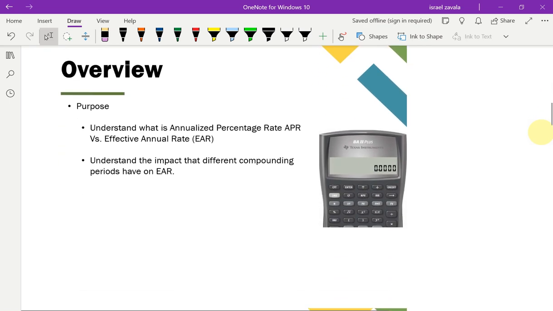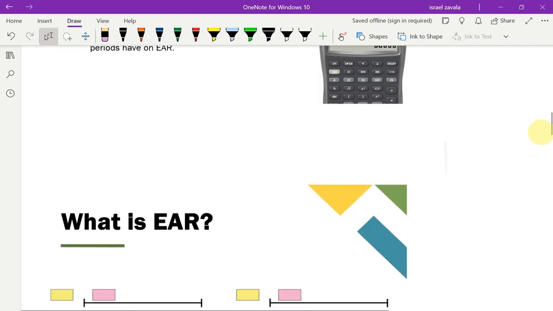So a quick overview. The purpose of today is to understand what the annualized percentage rate is versus the effective annual rate. I already gave you a small overview. And understand the impact that different compounding periods have on the effective annual rate. In my lectures, if you're one of my students, I've used the formula. This was before I discovered that the BA2 Plus had a built-in function for EAR. So I'll do the formula for the first couple ones, and then I'm primarily going to use the EAR function in the BA2 Plus. All right?